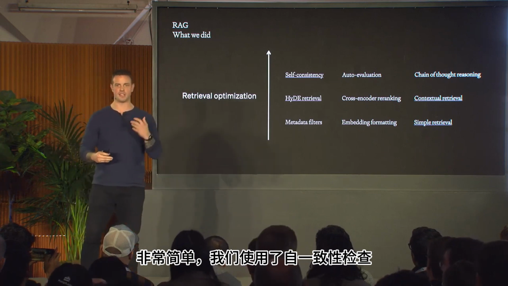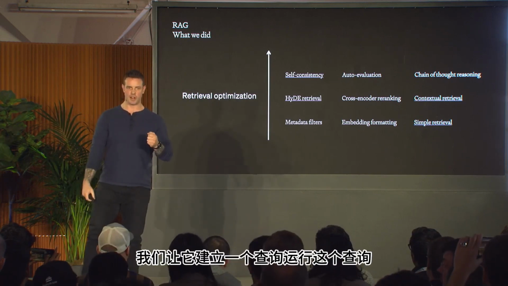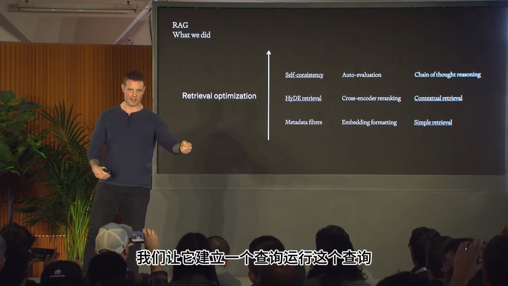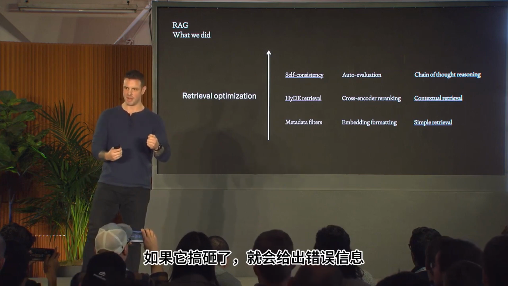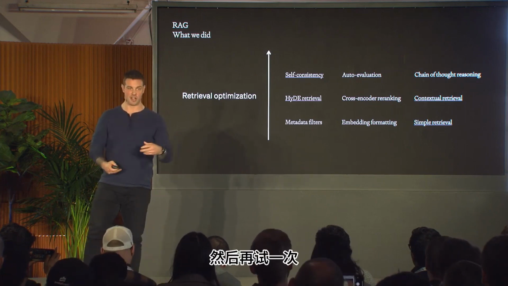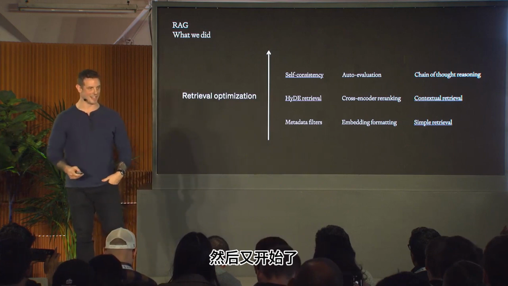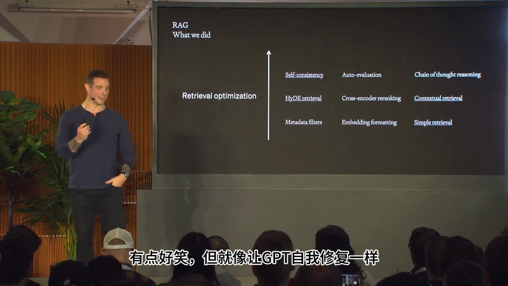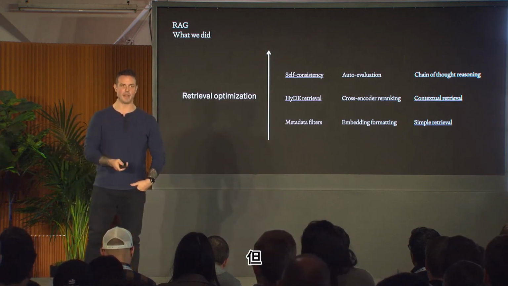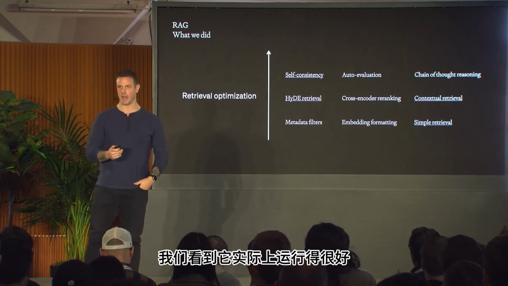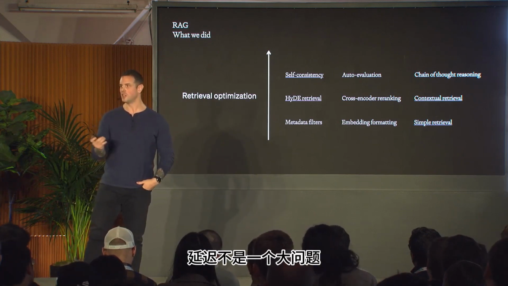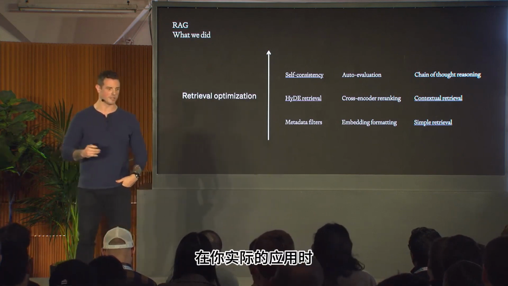We went with a self-consistency check. So we got it to actually build a query, run the query, and then we gave it the error message if it messed up, and gave it a little bit of annotation, and then got it to try again. It's, again, sort of funny, getting GPT to fix itself. But it's something that we see actually work fairly well if you have a use case where latency is not a huge problem that you're worrying about, or cost.